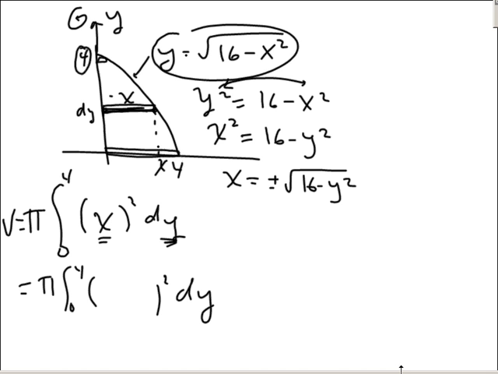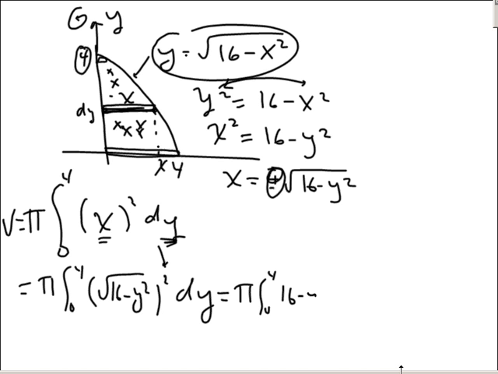Now, it's not going to matter which sign you put in, because when you square it, it disappears. However, in our picture, in our region, x is always positive. So we'll just keep the positive. 16 minus y squared, the square root of that. Now when you square that, you just get 16 minus y squared dy.